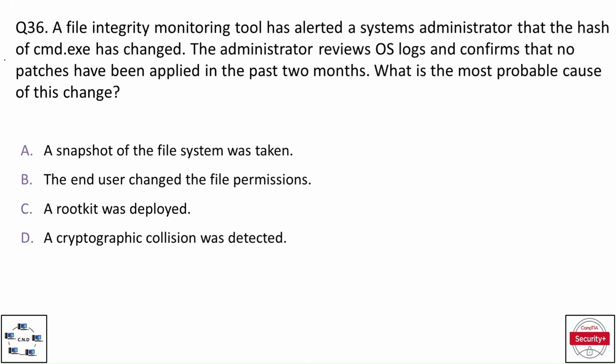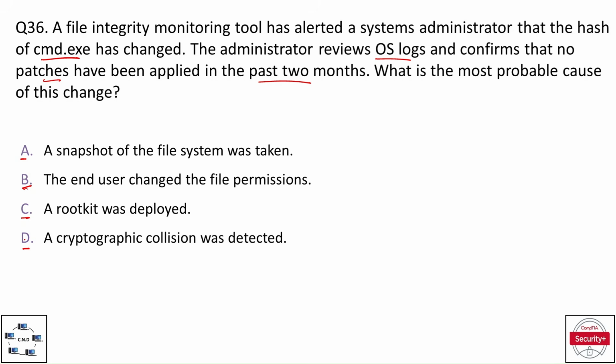Question number 36. A file integrity monitoring tool has alerted a system administrator that the hash of cmd.exe has changed. The administrator reviews operating system logs and confirms that no patches have been applied in the past 2 months. What is the most probable cause of this change? And the options are option A, a snapshot of the file system was taken. Option B, the end user changed the file permission. Option C, a rootkit was deployed. And option D, a cryptographic collision was detected.